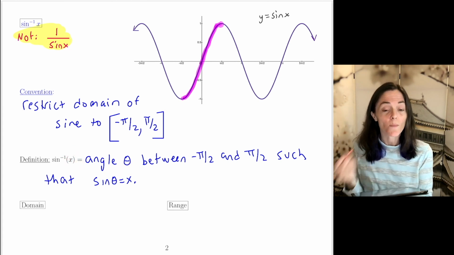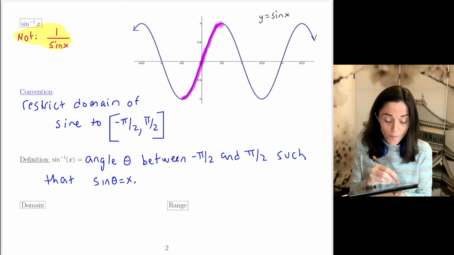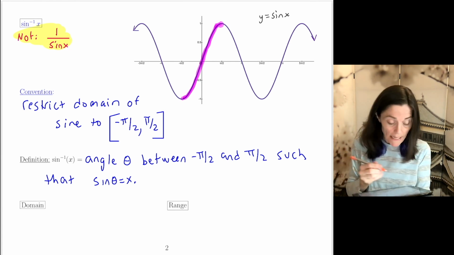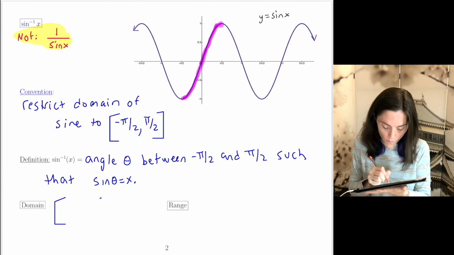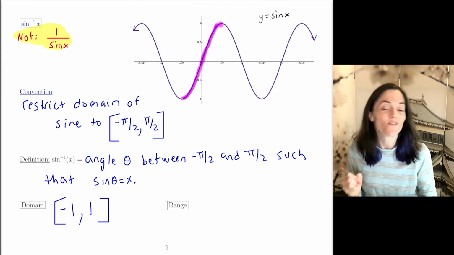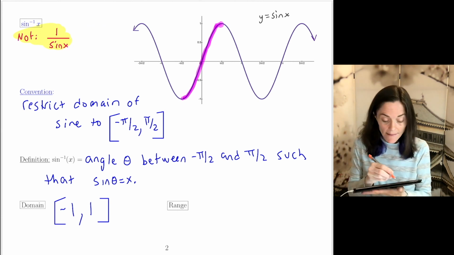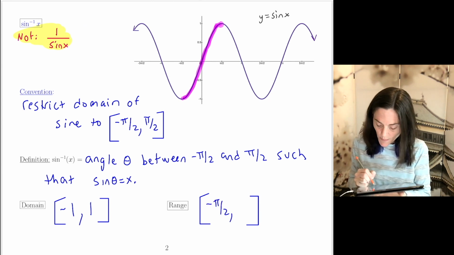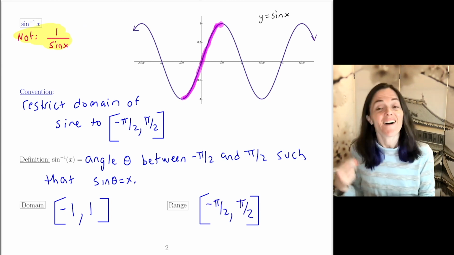So the domain of this inverse sine, we're feeding in a value of sine. This is negative 1 to 1 closed, so that we can take in any possible value of sine here. And then the range is minus pi over 2 to pi over 2, also closed.